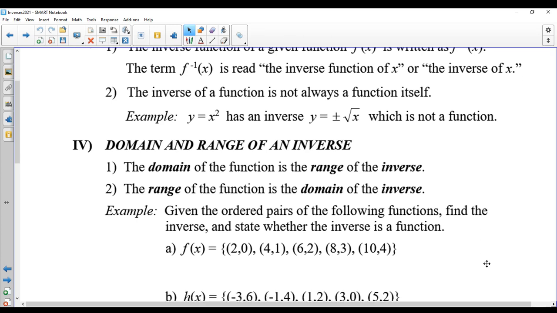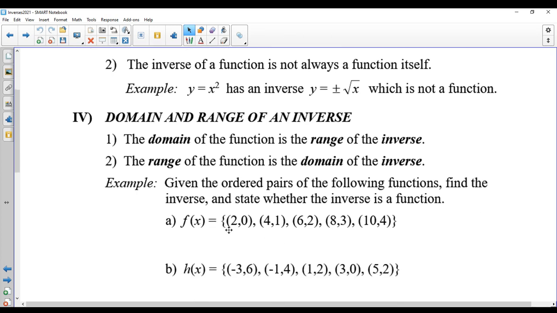For example, here's an ordered pair. I can give a function as ordered pairs. There's (2, 0), (4, 1), (6, 2), (8, 3), and (10, 4). Let's find the inverse and state whether the inverse is a function. So what would the f to the minus 1, actually, erase that.